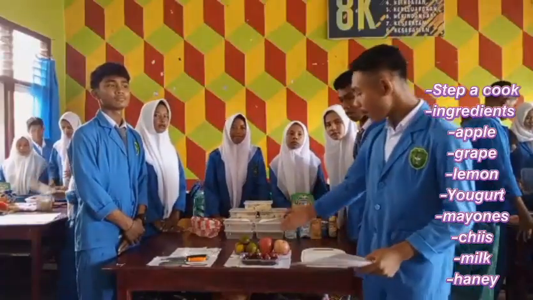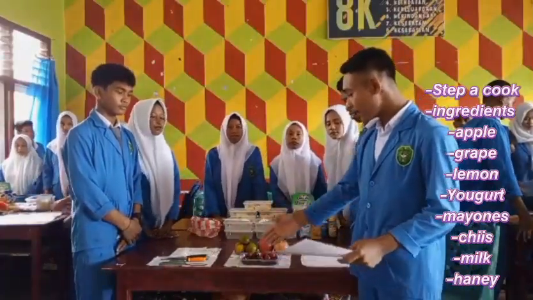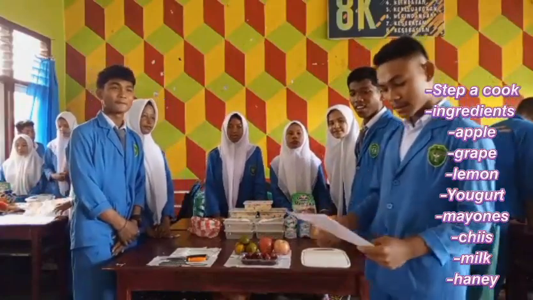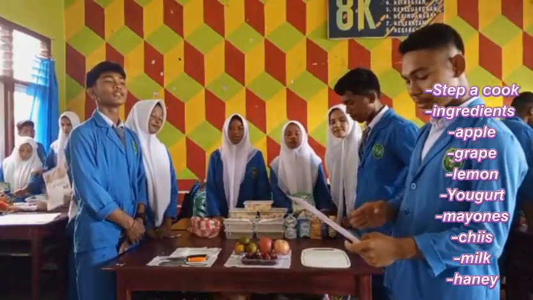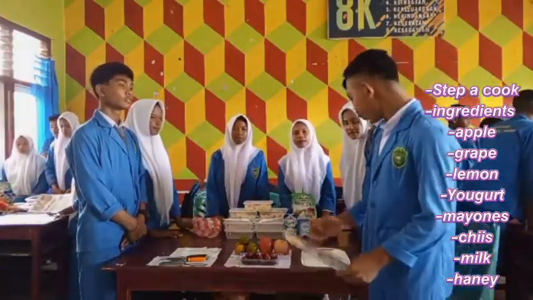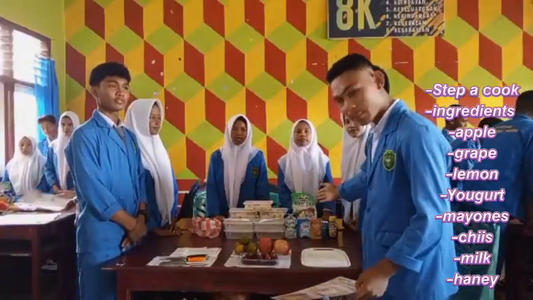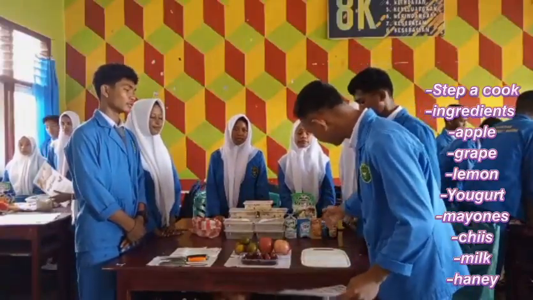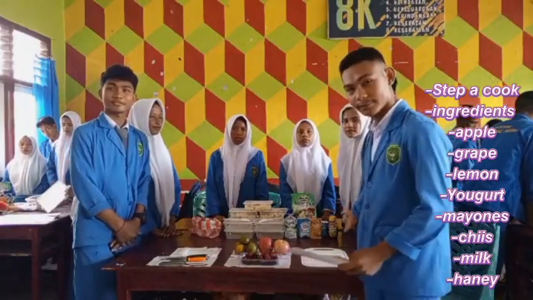First we have apple, then we have orange, and the last one we have bread. Okay guys, we move to the next step, the sauce ingredients. We have here yogurt, mayonnaise, cheese, and condensed milk, and then the last one, honey.